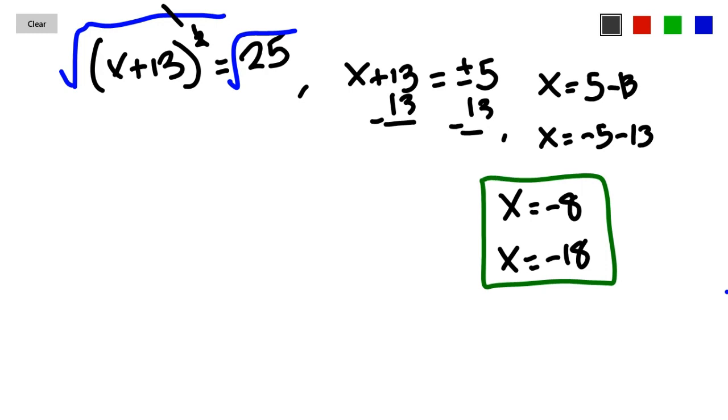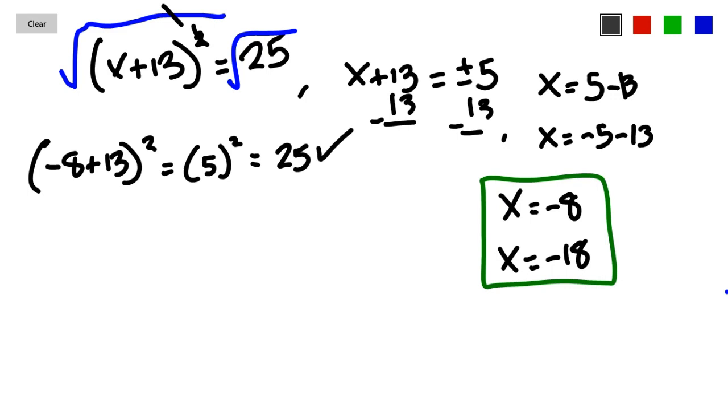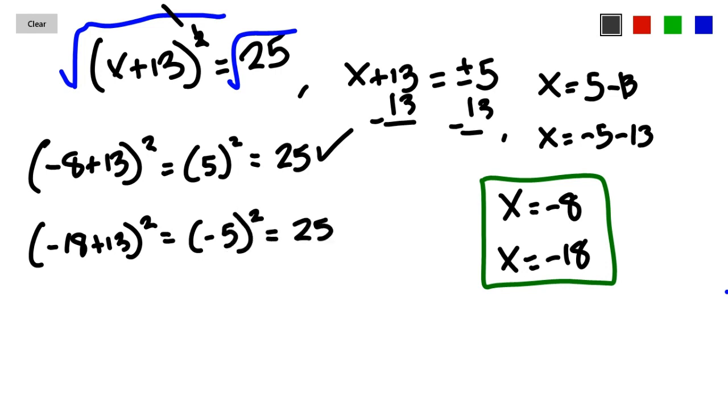Let me show you that this works. If I plug in negative 8 into the original equation, I've got negative 8 plus 13 squared. Well, negative 8 plus 13 is 5, so I really have just 5 squared, which gives me 25, what I had on the right side. So that checks. And if I have negative 18 plus 13 squared, well, negative 18 plus 13 is negative 5, and negative 5 squared is also 25. So that's why extracting square roots works for an equation that looks like this too. There's no middle term to worry about.